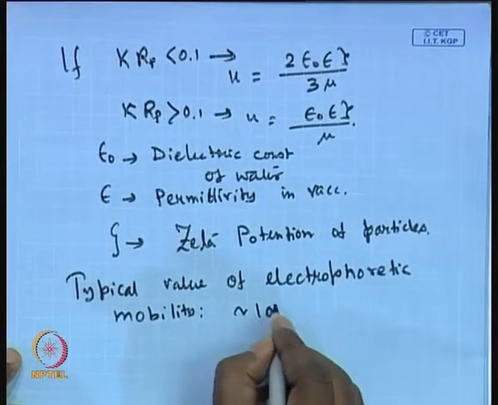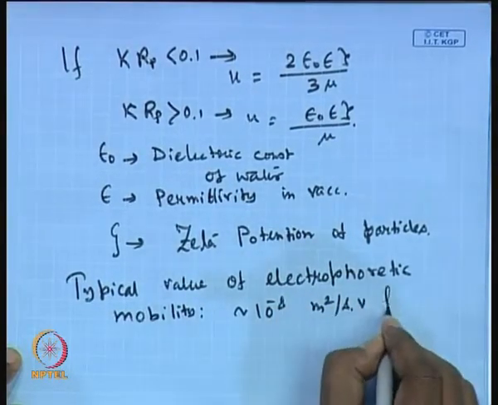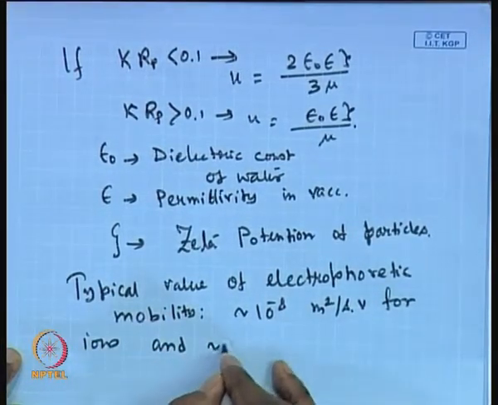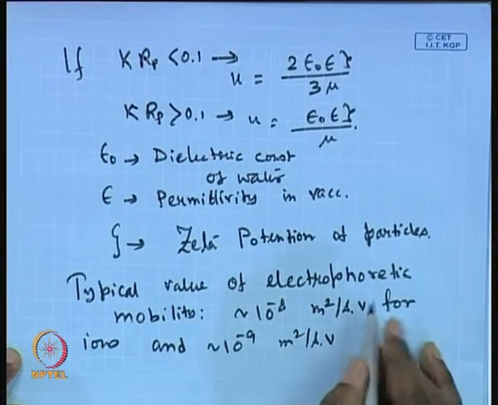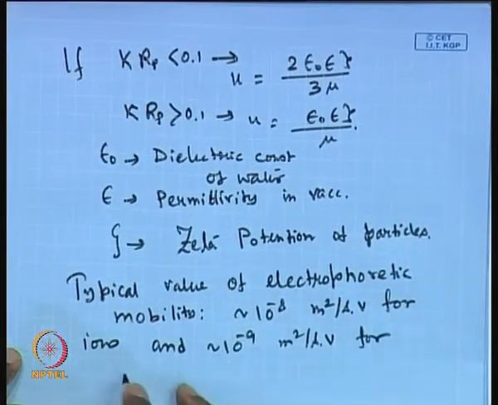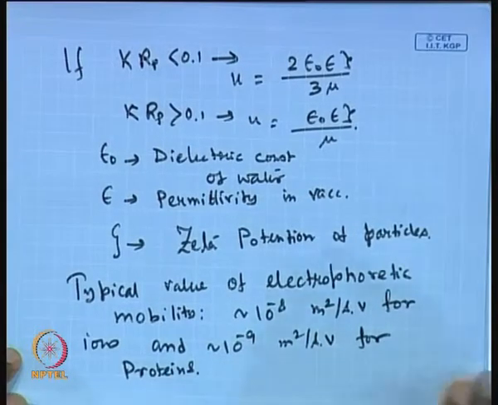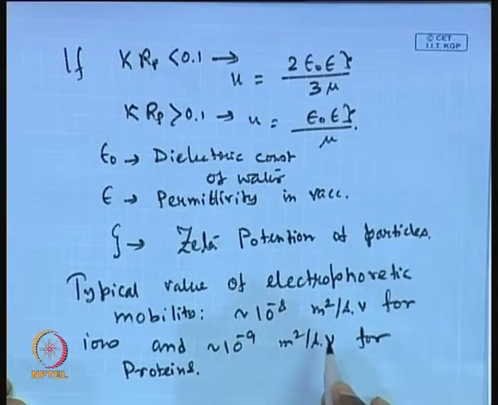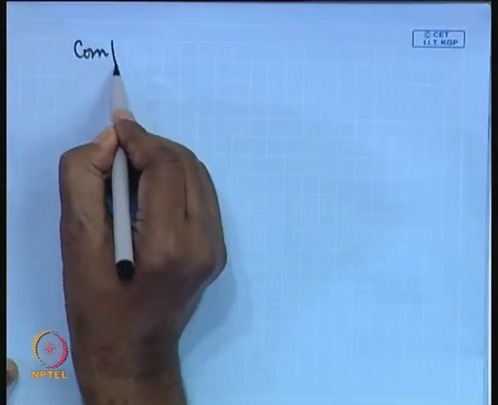Mobility will be in the order of 10 to the power minus 8 meter square per second per volt for ions, and it will be less for proteins, 10 to the minus 9 meter square per second per unit volt. Okay. Why will it be less? Because the proteins have a larger size compared to the ions. So, therefore, they will be less mobile. So, the mobility will be at least 1 order of magnitude less. Now, let us look into the various complicating factors associated with electrophoresis.